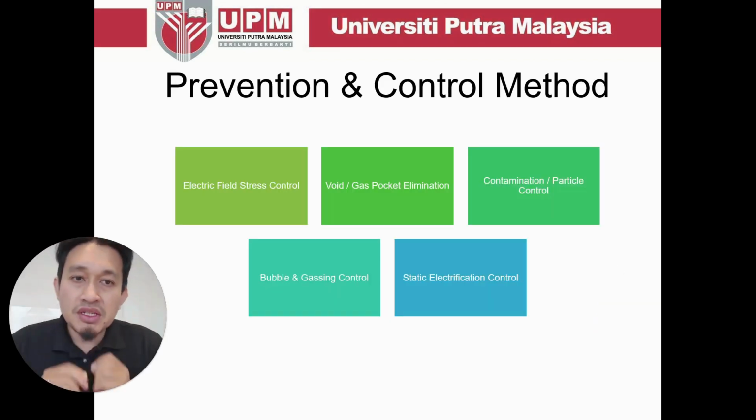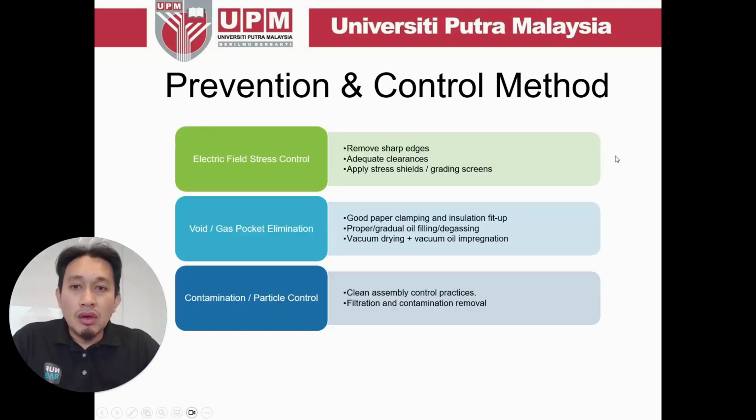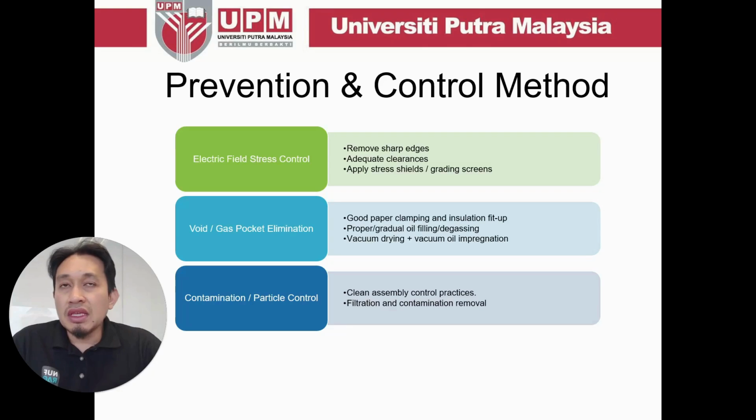Now I will share on prevention and control methods of partial discharge within a transformer. On the first one, which is electric field stress control, in general we have three strategies that we can do. The first thing is removal of sharp edges. This is straightforward, as sharp edges will cause the concentration of electric fields. The next strategy is adequate clearance. This also reduces the stress within the insulation. And the last is applying stress shields.